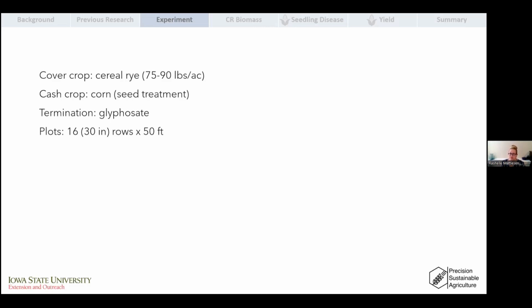Everyone planted corn with a fungicide seed treatment, which was Maxim Quattro, and we terminated the cover crop using glyphosate, or Roundup. And the plots were 16 rows wide, 30-inch rows, by 50 feet long. And we did that at the Ag Engineering and Agronomy Farm here close to Ames, so central Iowa.